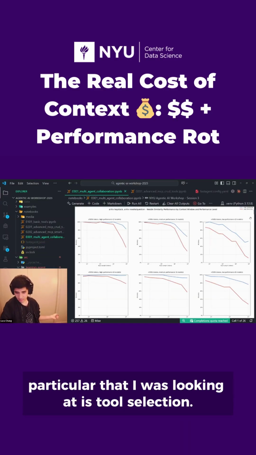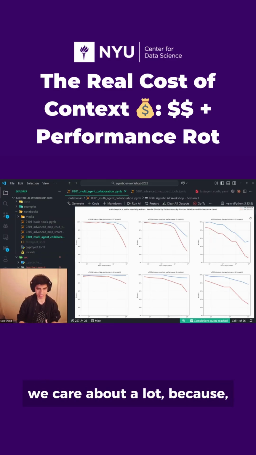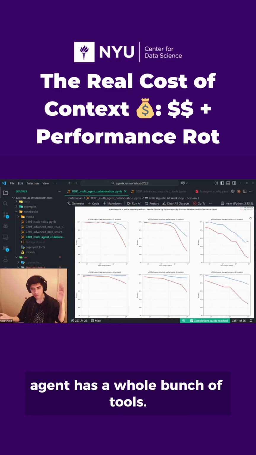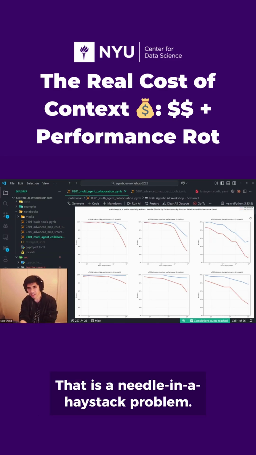The problem in particular that I was looking at is tool selection. That's a very important one that we care about a lot because your agent has a whole bunch of tools. You want to pick one specific one that is best suited for the task at hand. That is a needle-in-a-haystack problem.